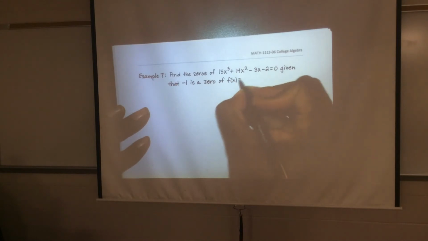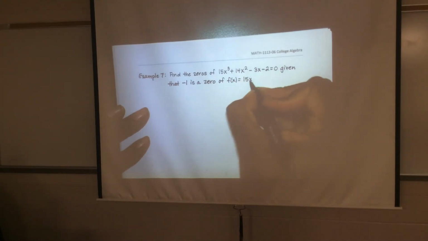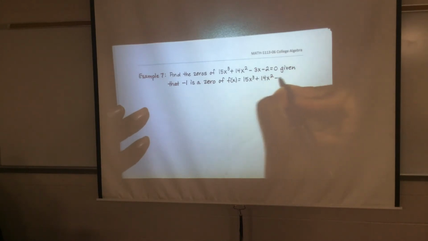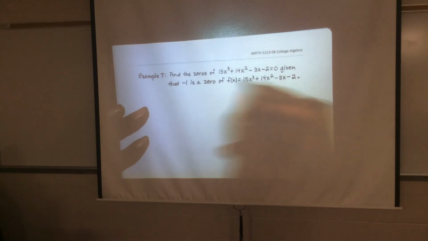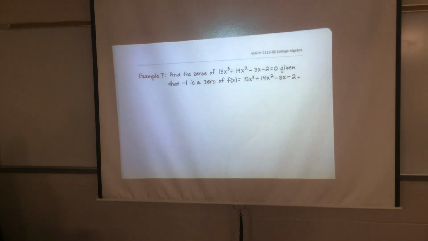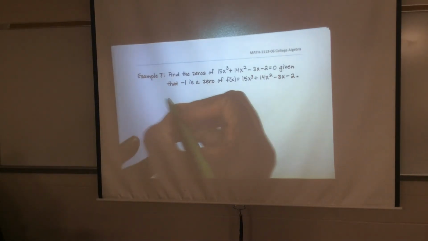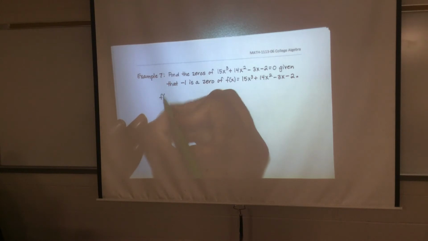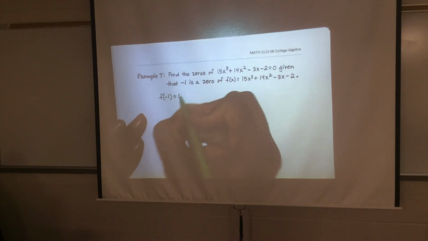F of x is equal to 15x cubed plus 14x squared minus 3x minus 2. That's the same as this right here, but it's just written as f of x. Now you're told that negative 1 is a 0 of that particular function. So in this case, if negative 1 is a 0 of f of x, then that means we can say that f of negative 1 does equal 0.